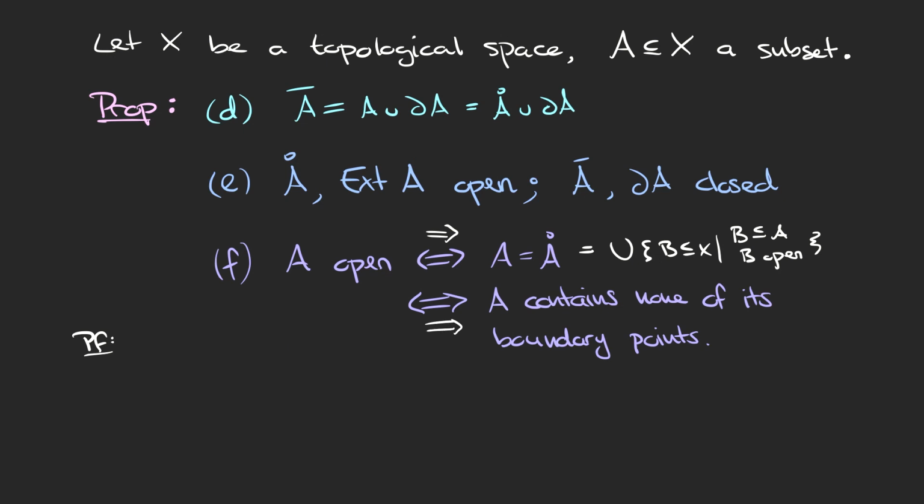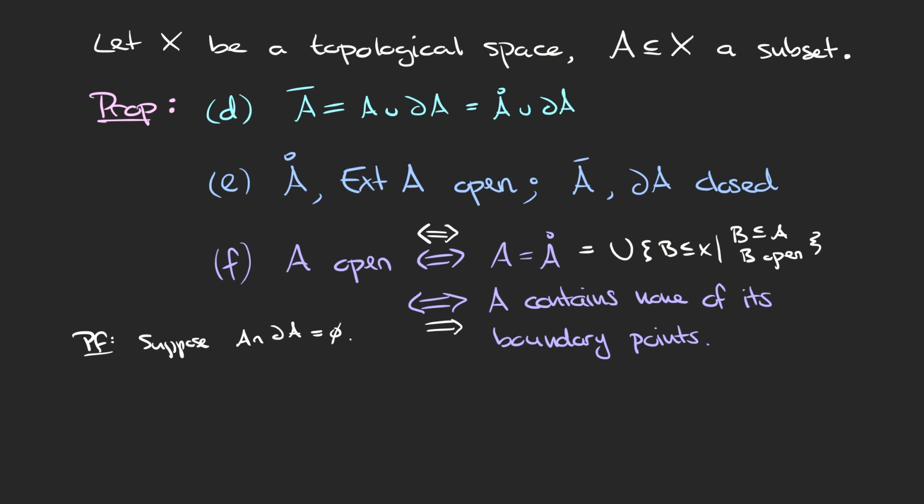Now, the implication that if A is equal to its interior, then A is open is straightforward because we've already shown that the interior is an open set, so if A is equal to that open set, then obviously A is open. So the only implication we still have to prove is that the fact that A contains none of its boundary points implies that A is equal to its interior. Thus, let's suppose that A is disjoint from its boundary. And we want to show that A is equal to its interior.